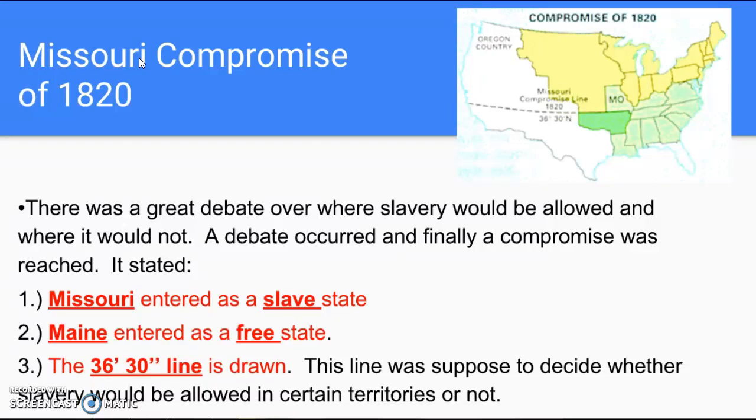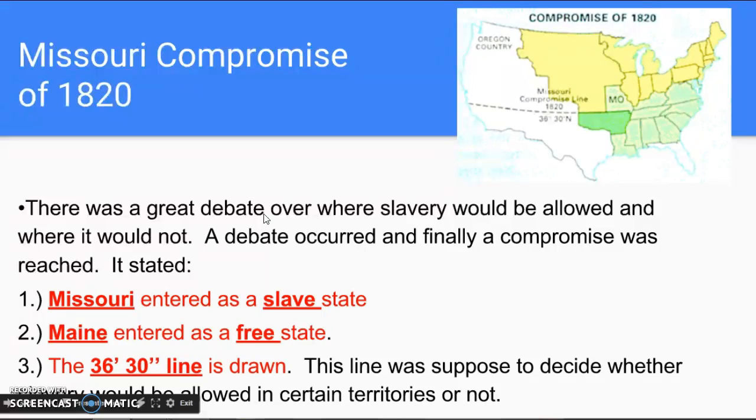And so the first one here is the Missouri Compromise of 1820, and you can see this map up here, which is reminding us that the United States was expanding westward. And one issue that came up was whether or not, as the country got bigger, as the country expanded west, would slavery be allowed in the West or not? And so in 1820, this was a debate, and when the debate occurred, there was finally a compromise, and here was what this compromise stated.